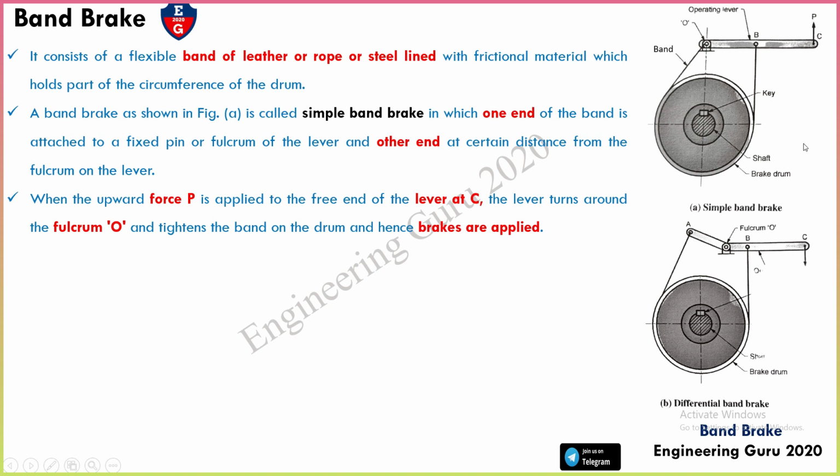the lever turns around the fulcrum and tightens the band on the drum, hence the brake is applied. Whenever the force is applied in the upward direction from this point C, the band will be tightened on the brake drum and the brake is applied. The friction between the band and drum provides a braking force.